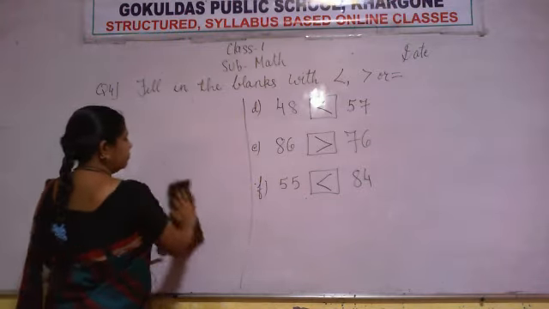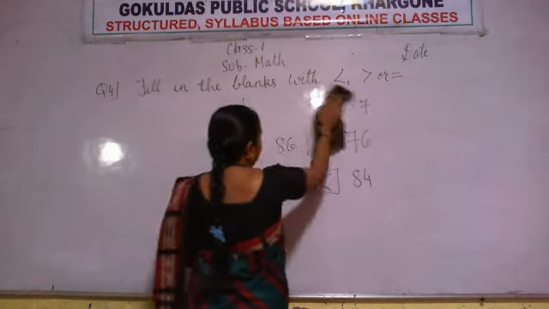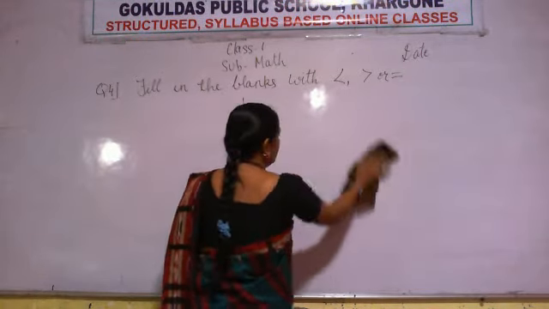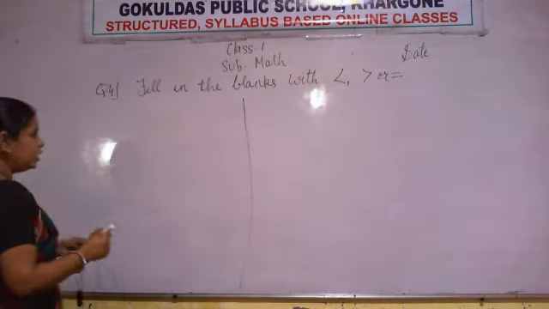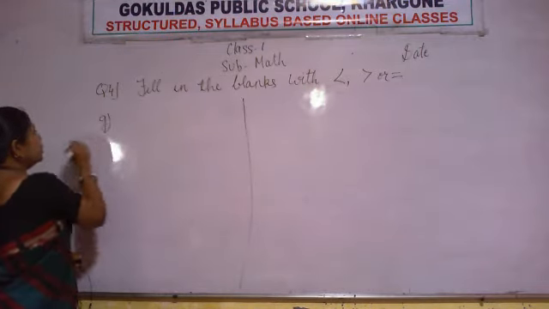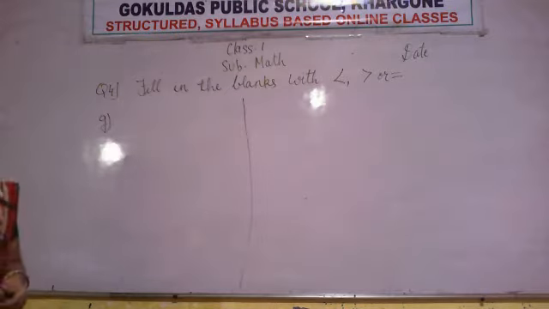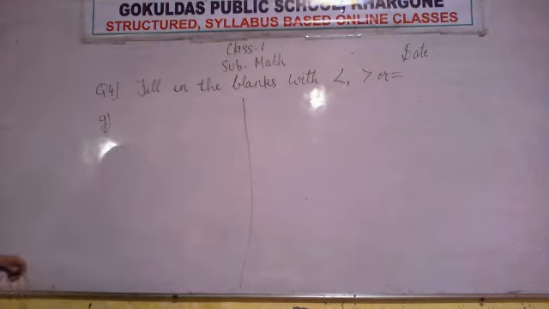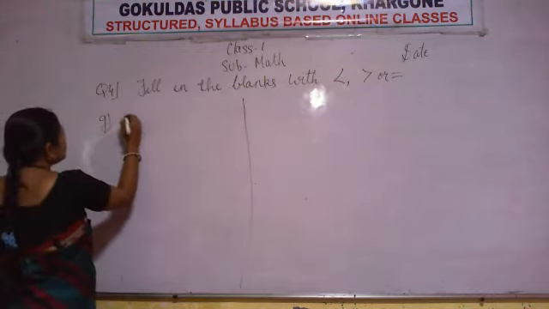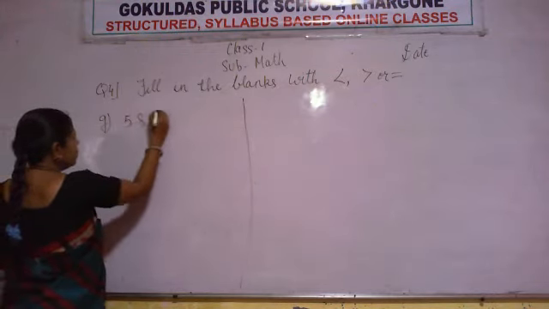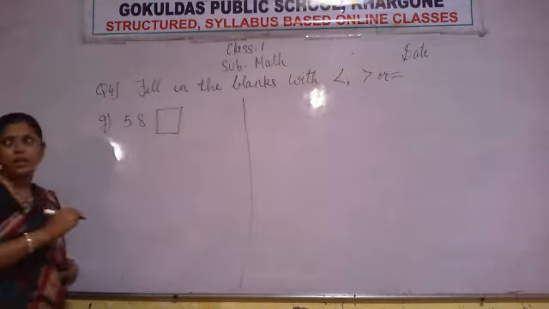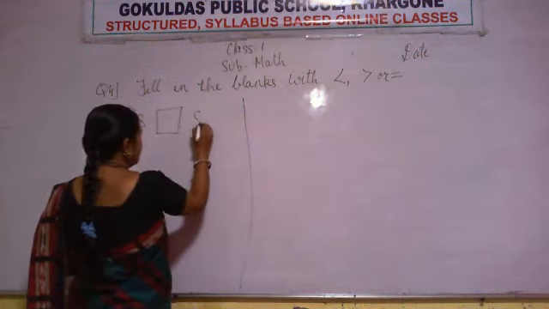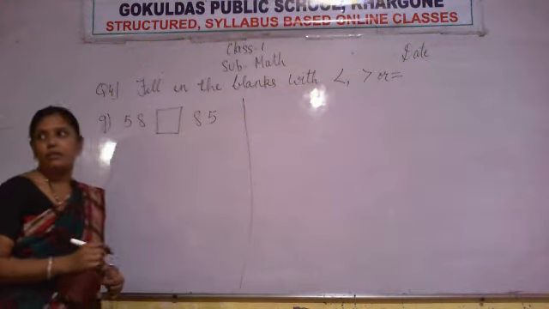Just continue after you have written F. Write G. Okay. Don't take a new page. Continue from the same page. After F, write G and write the question. 58 and write another number, 85.